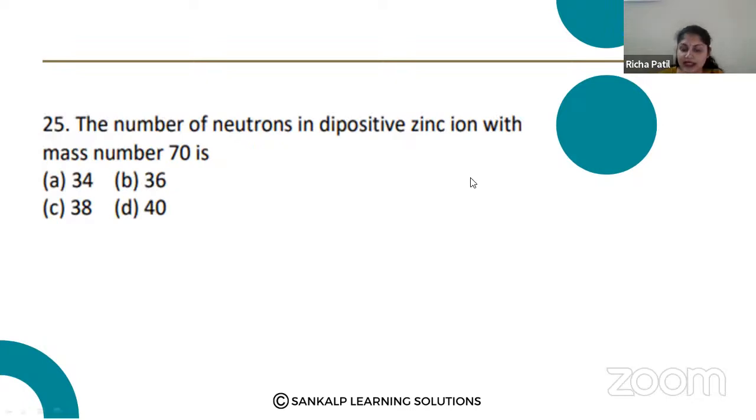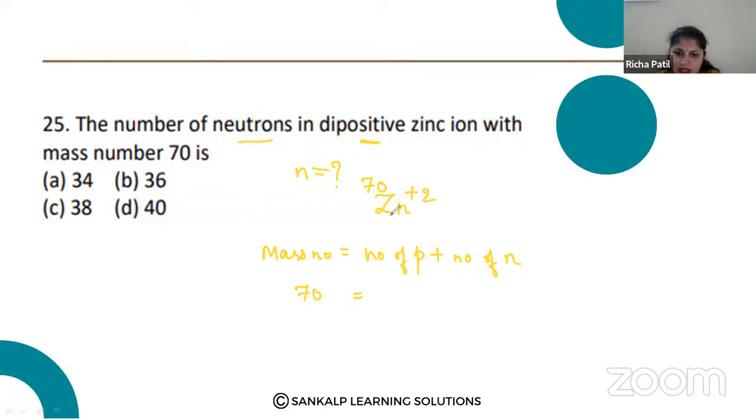Then the number of neutrons in the di-positive zinc ion with mass number 70 is, okay, what is given? We have to calculate the number of neutrons. Di-positive means zinc has a +2 charge. Mass number is 70. How do you calculate neutrons? Mass number equals number of protons plus number of neutrons. We know mass number is 70, and protons is the atomic number. What is the atomic number of zinc? It is 30.